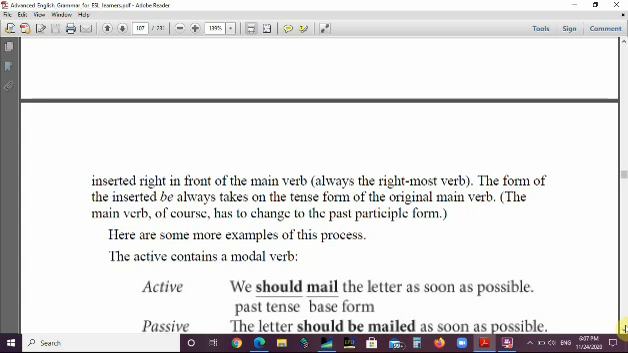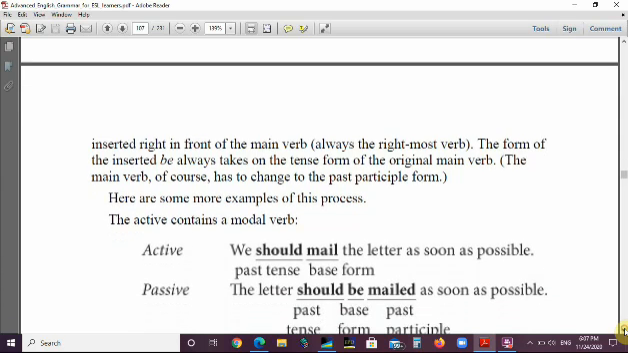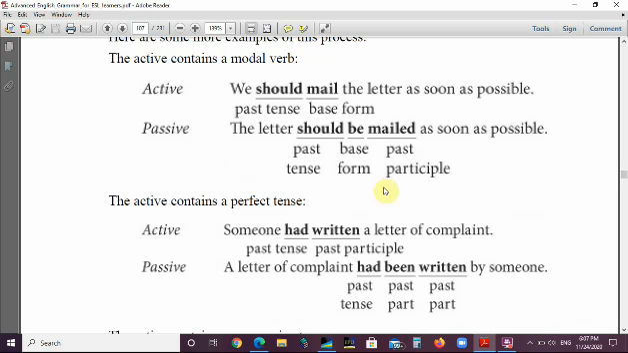Here are some more examples of this process. The active contains a modal verb. Let's see. We should mail the letter as soon as possible. Here, should is past tense. Past of what? The word should is the past of the word shall, so it's past. And mail here is the base form. After shall and the modals, we use the base form. The passive: the letter should be mailed. Again, should is past tense of shall, be is base form, verb to be, and mailed is past participle of the main verb here, mail.